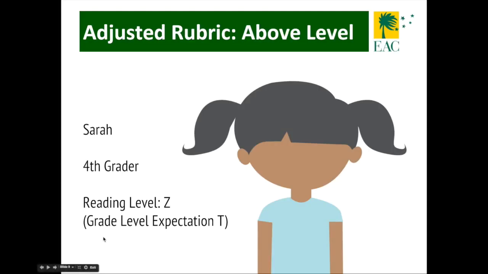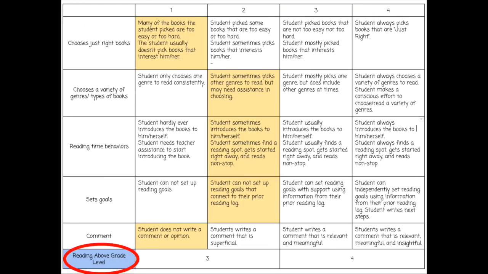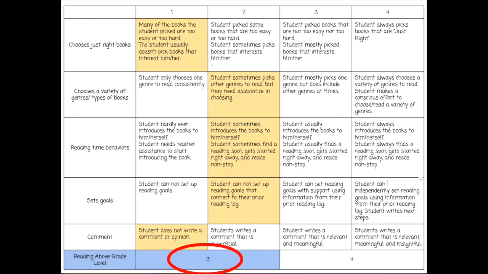Let's look at Sarah. She's a 4th grader, reading at level Z. The grade level expectation is a T. So Sarah would be given the same rubric, but it would be adjusted to fit her needs. Here, Sarah is reading a Z level book, which is way more complex and difficult than the grade level expectation. So on the criteria and the standards, she is getting 1s and 2s. However, because she is reading above grade level, you can see in the bottom left, this score will not be a 1 or a 2, it will equate to a 3. So it is a fair and accurate representation of where Sarah is.